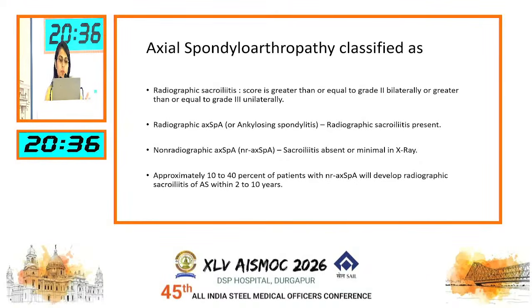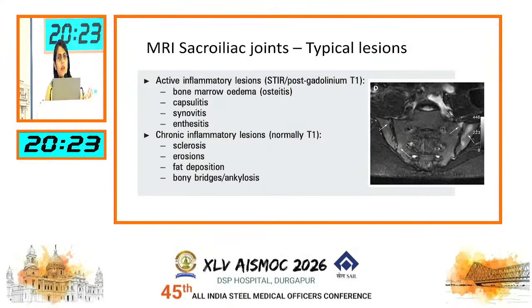Approximately 10 to 40% of patients with nr-axSpA, or non-radiographic axSpA, may develop AS within the next 2 to 10 years, but with good treatment may not develop it. So MRI sacroiliac joint is the gold standard of diagnosis. The best thing that we see is the bone marrow edema or the osteitis for active or acute inflammatory lesion as shown in the picture.